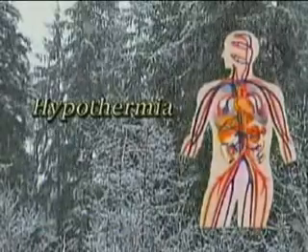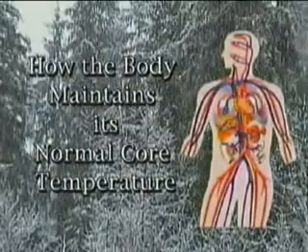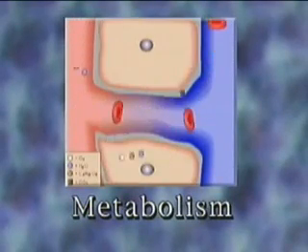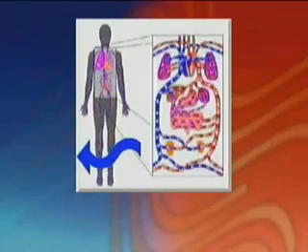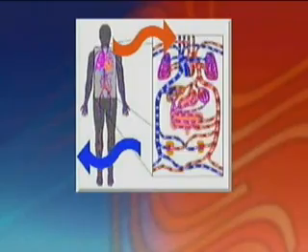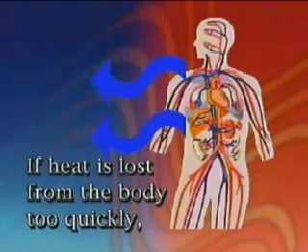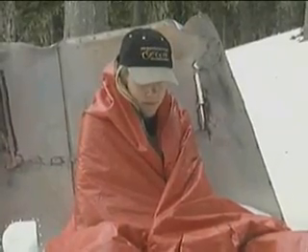To understand how hypothermia manifests itself, we must first understand how the body maintains its normal core temperature. Through the process of metabolism, the body core maintains an average temperature of 98.6 degrees Fahrenheit. As long as heat loss does not exceed heat buildup, the body will function normally. However, if heat is lost from the body too quickly, it will lower body core temperature. As the body core temperature drops, so does mental and physical efficiency.